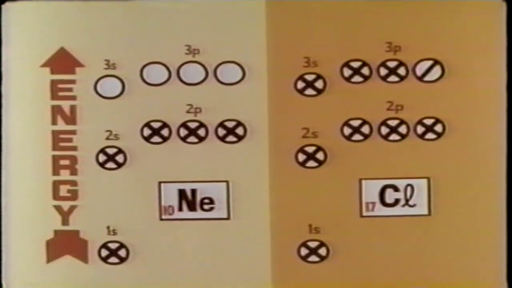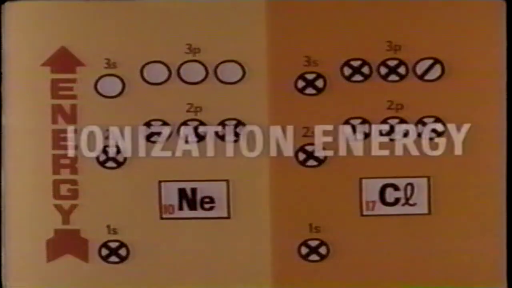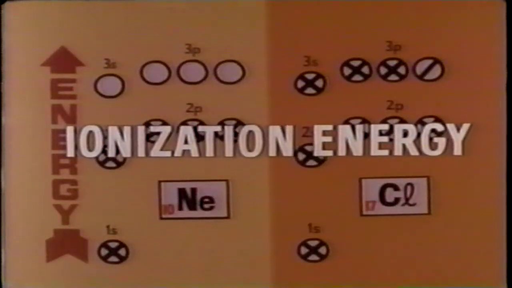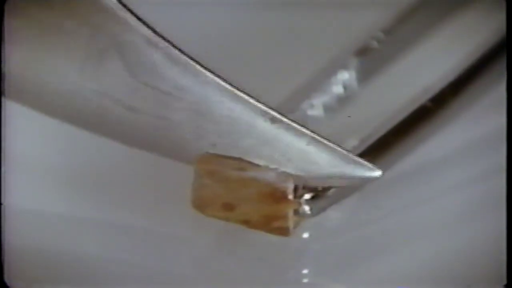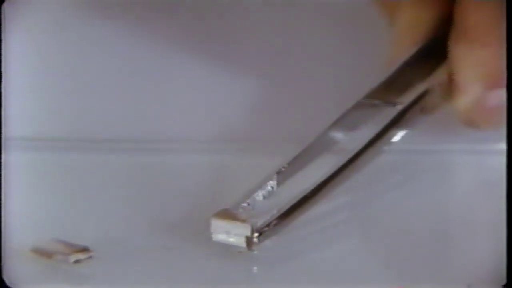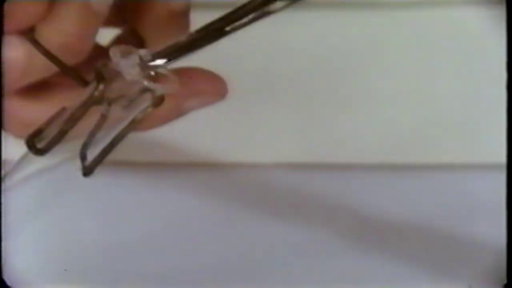One of the factors that determines the difference in reactivity between sodium and neon is a difference in their ionization energies. In this film, we shall see how ionization energy is measured and how it varies. To show one way in which ionization energy can be measured, let's look again at metallic sodium. The ionization energy is the energy required to remove an electron from an isolated atom.